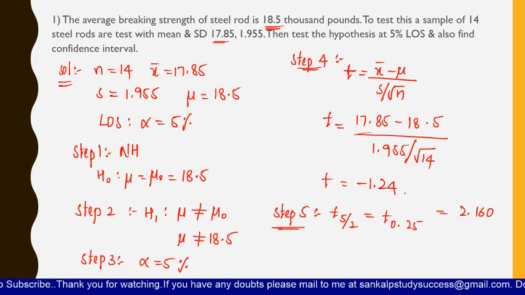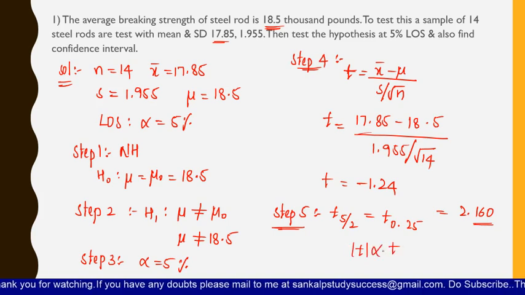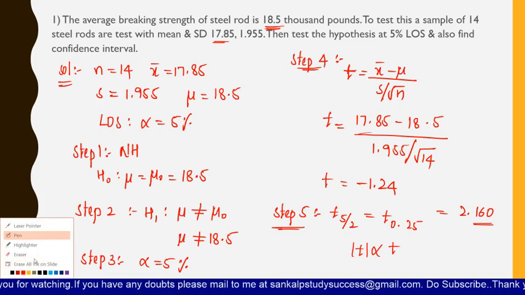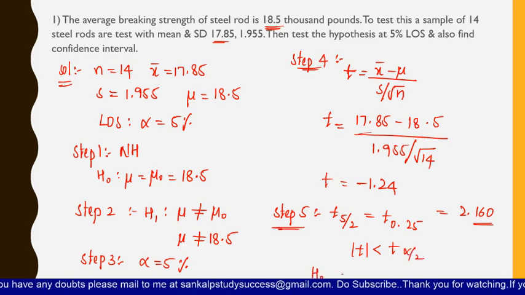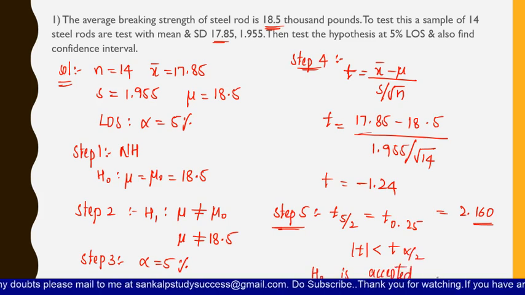Here the value which we got is less than the value from the t distribution table. So mod t is less than t alpha by 2. Sorry, it is less than, right? So if mod t is less than t alpha by 2, then we can say that the null hypothesis is accepted, correct? From step 5, you can say that the null hypothesis is accepted. In this way you have to find out the t distribution problems, that means using 5 steps.